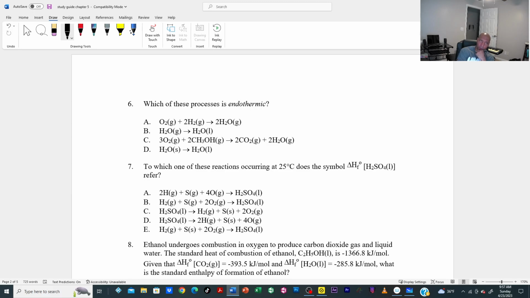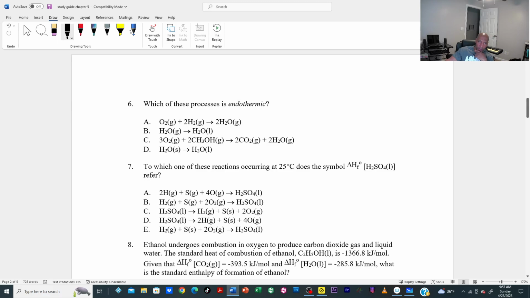Okay, now number 6. Which of these processes is endothermic? Now, first I would like you to think of something that's exothermic. Okay, think of gasoline burning. We know that that's exothermic. All right, how do we know? Because you get hot. If I burn some gasoline around you, you're part of the surroundings and you're going to get hot. You're going to get warm. So that means the surroundings warm up if I burn something.